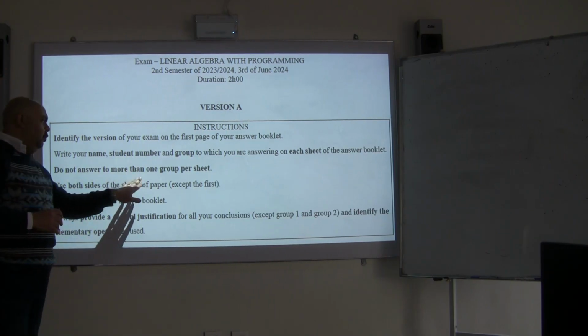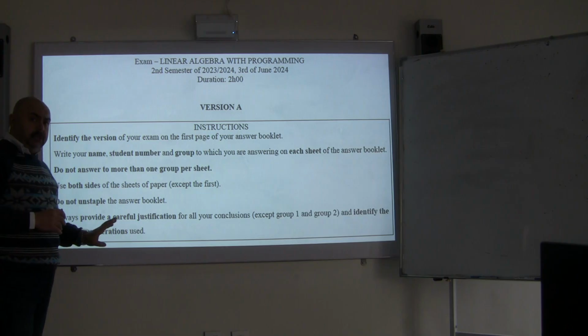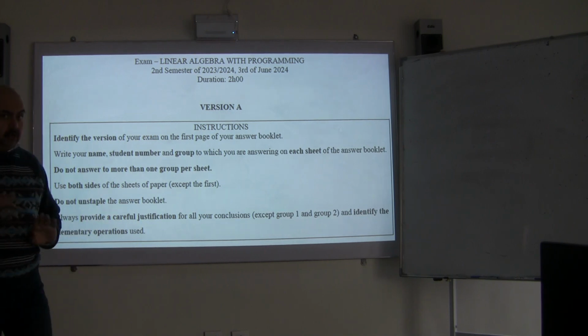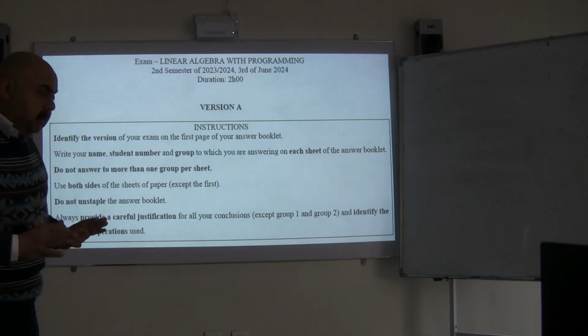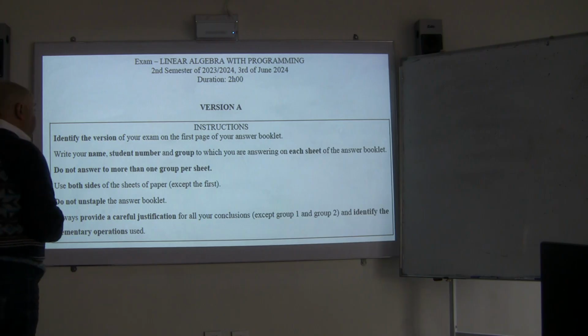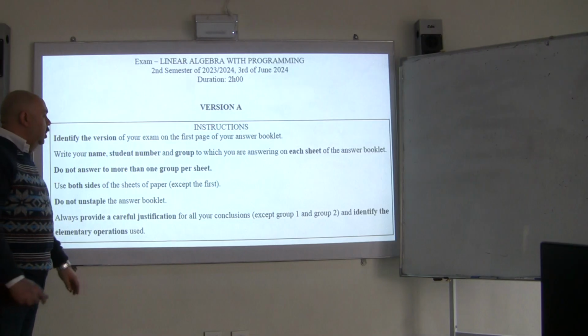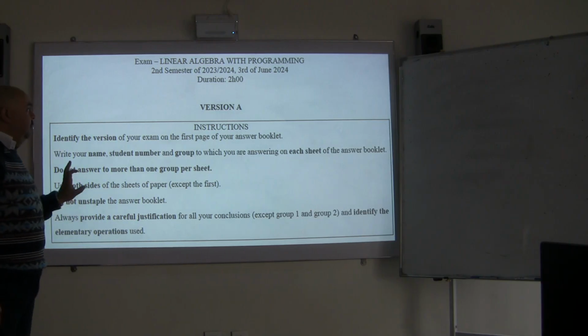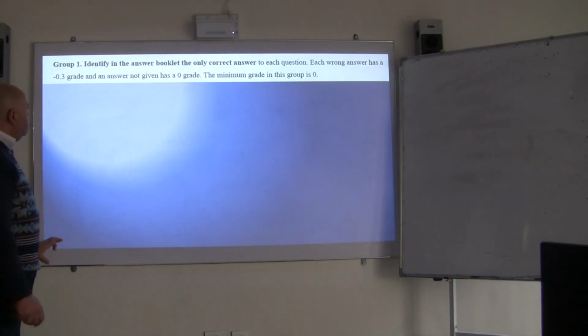Don't answer more than one group per sheet, so every question should be answered in only one page. Don't unstaple the answer booklet, it's not your right, you have to keep it stapled. Okay, always provide a careful justification for all your conclusions, except for group 1, specifically for this exam.